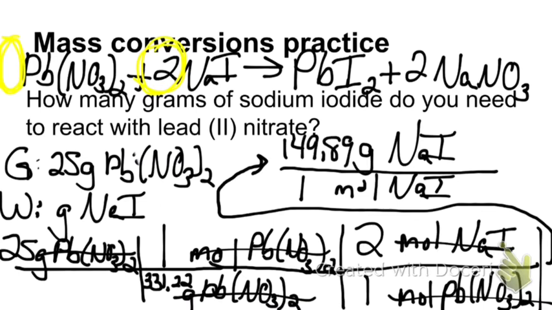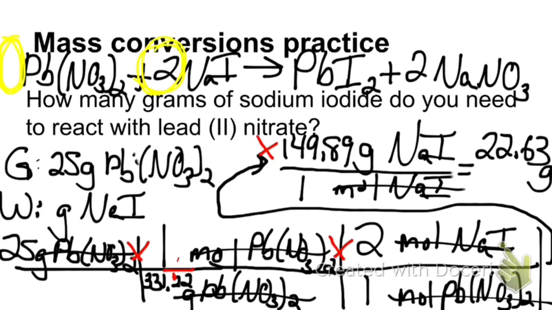Okay, so the moral of this story is make sure you've got plenty of room to show all your work. But when we plug it into our calculator, we're going to have 25 times 1 times 1 times 2 times 149.89, and then we're going to divide by 331.22. All right. So we plug all that in our calculator. We give ourselves a little bit more space, and we should get that we need 22.63 grams of sodium iodide.